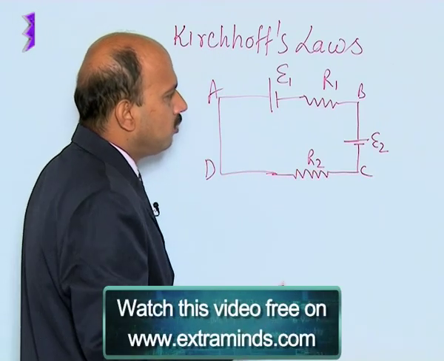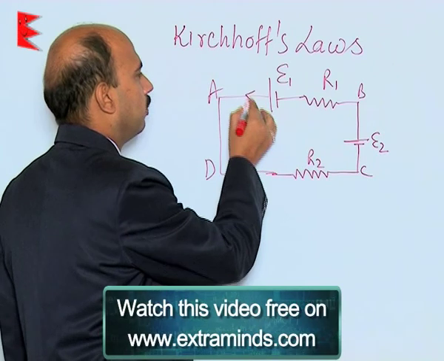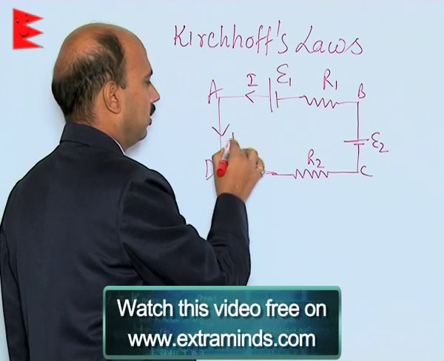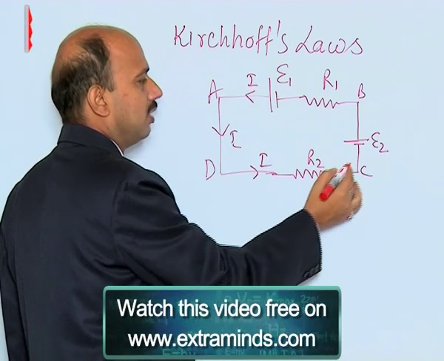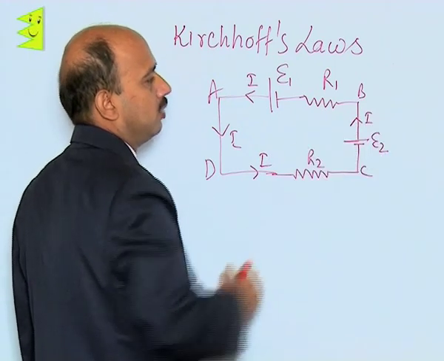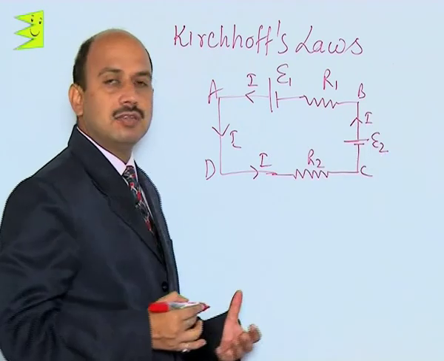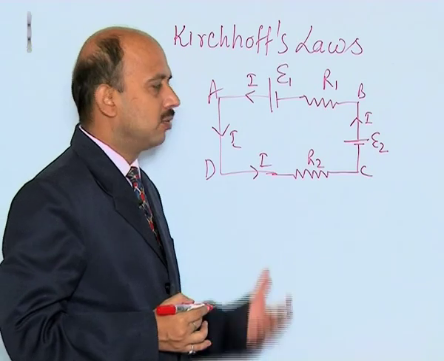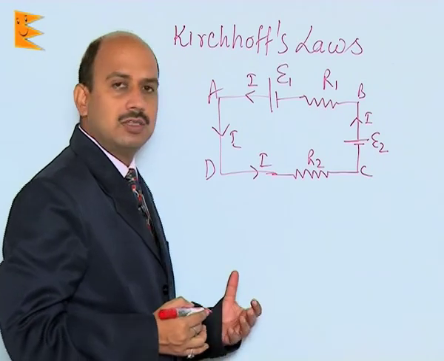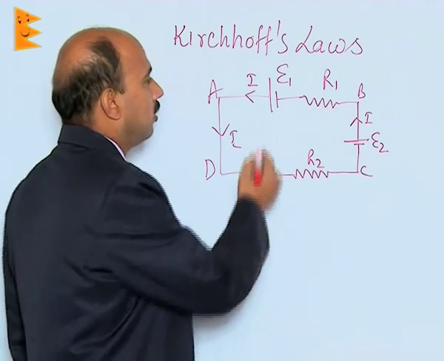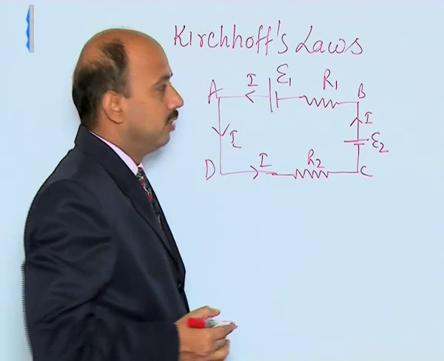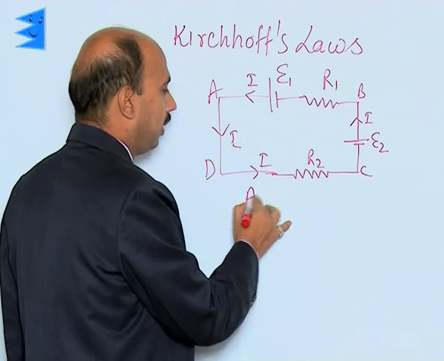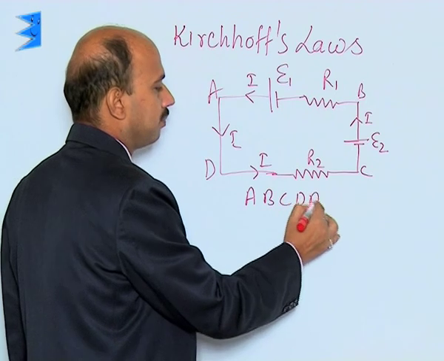Suppose current is flowing from here, we take I. We can take any direction. If it is actually opposite, the answer will come out negative. Otherwise, you can choose any direction of the current. So, the current is going like this. Suppose we take a closed loop A, B, C, D, A.